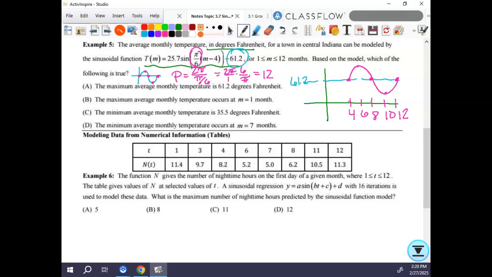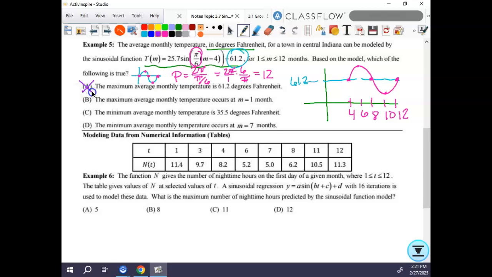Totally fine. All right, so let's start reading our answer choices here. The maximum average monthly temperature is 61.2 degrees. What do you think? Nah. And if all you did was draw in that midline and didn't write 61.2, you might not catch that right at first, right?